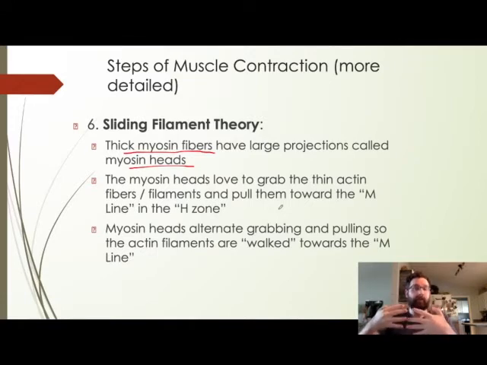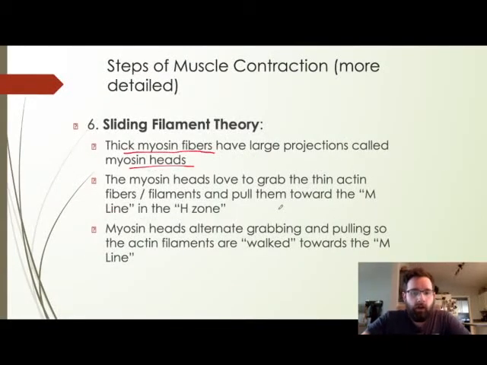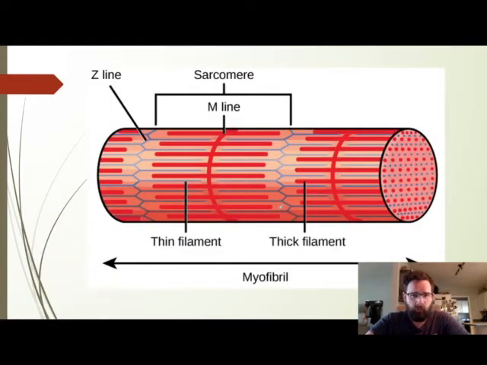That's only going to happen because of the steps that we went through over here. So the myosin heads alternate grabbing and pulling, so the actin filaments are basically walked towards the M line. Again, this is the M line right here. The thick red is the myosin. The thin blue is the actin. And this is where those heads are going to be.